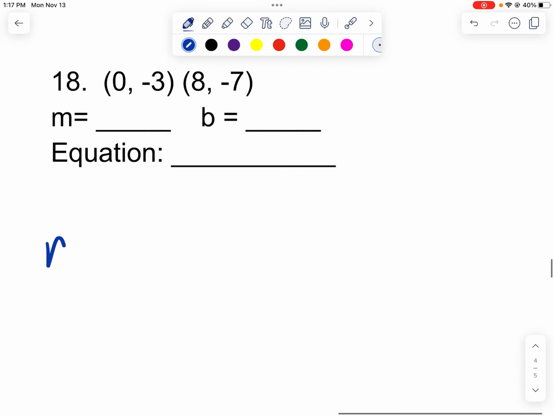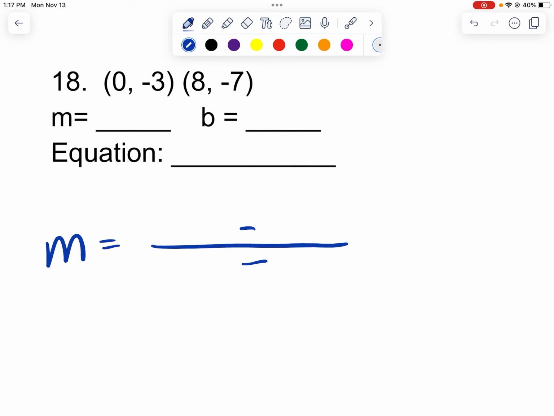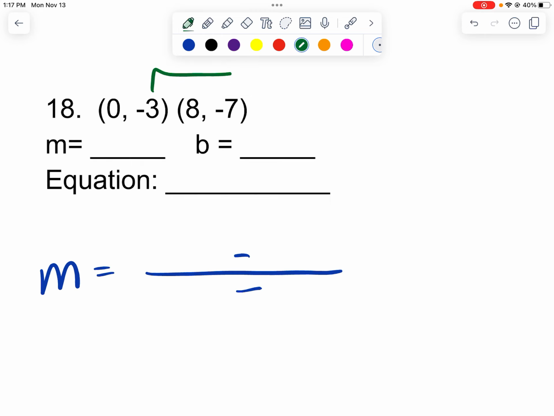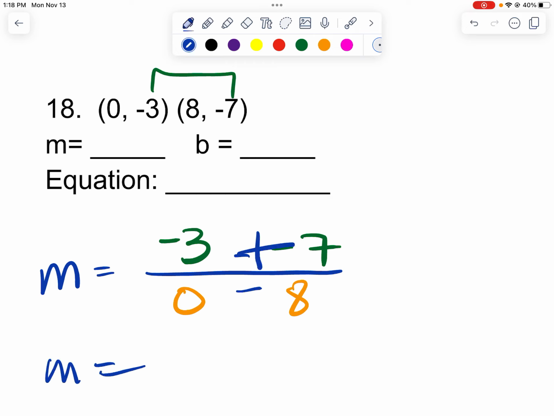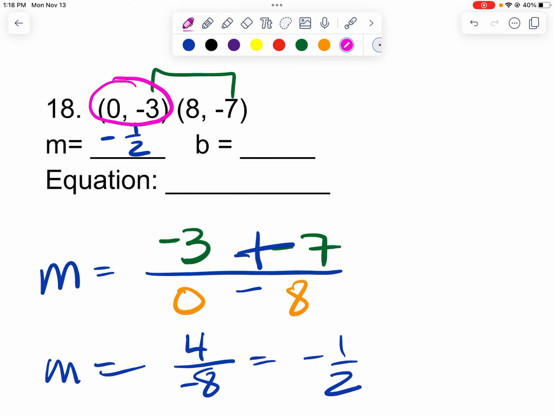Here, I'm going to subtract my y values. I'm going to subtract my x values. That turns to a plus sign, so I get 4 on top. I get negative 8 on bottom, so that's negative 1/2. So I have negative 1/2 here. And then y-intercept is this, so negative 3. So my equation is y equals negative 1/2 x minus 3.